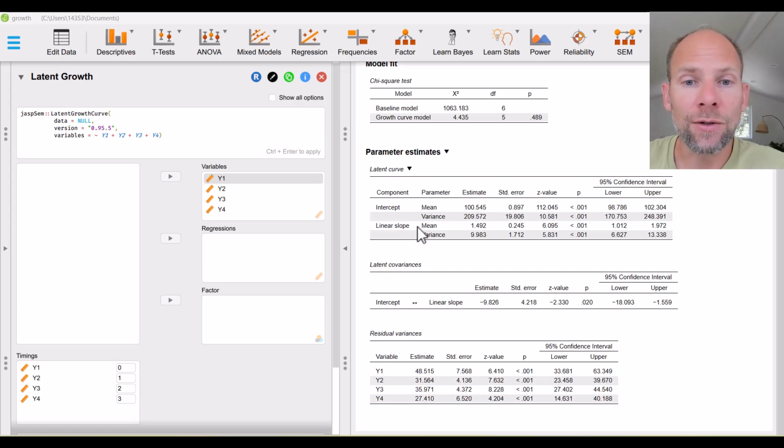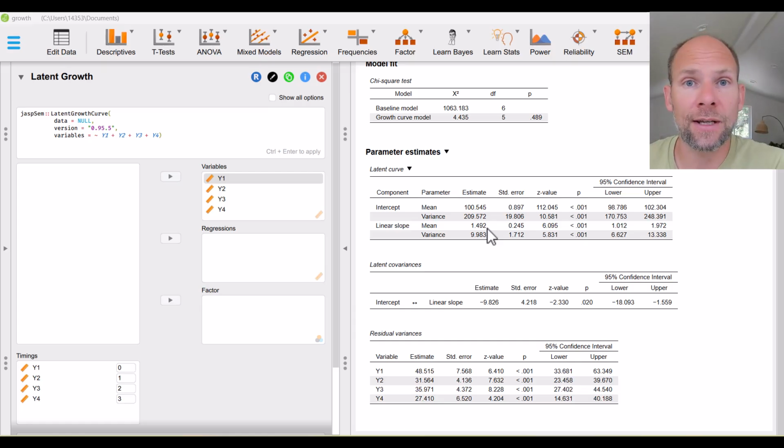We also get the mean and variance of the linear slope factor. And so the mean here tells us the average growth rate. And you can see it's a positive value of about 1.5, which indicates that per unit of time, the expected increase in intelligence was 1.5 points. So that's the average gain in intelligence between, for example, time 1 and time 2.